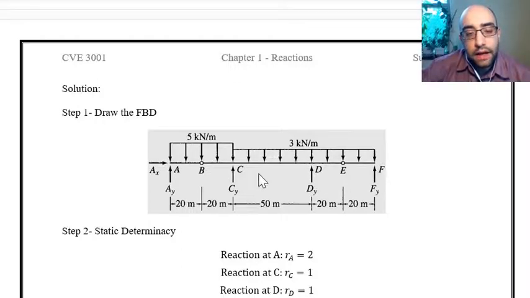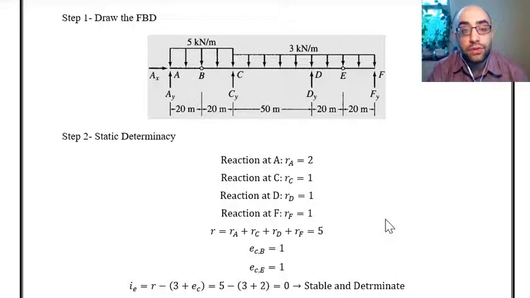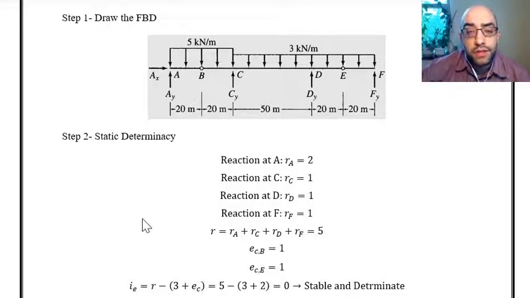We have the loads, and now we can move to the next step, which was finding the situation about determinacy of the structure. We need to see if the structure is determinate or not, and for that, this is the equation that we need to solve. I equal to R minus 3 plus EC. R was the number of reactions.